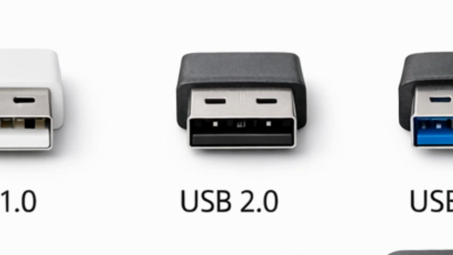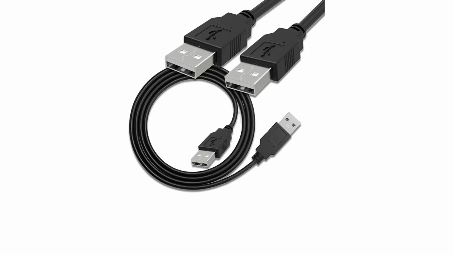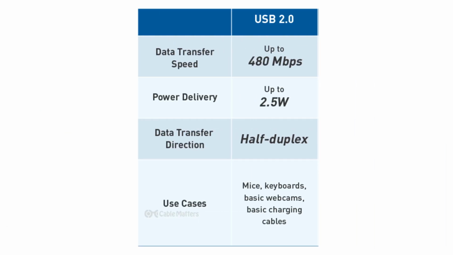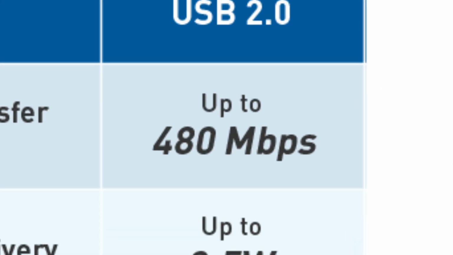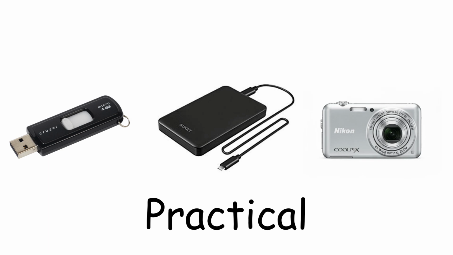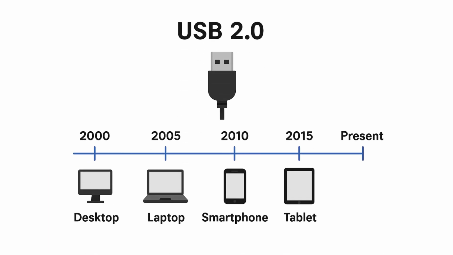USB 2.0. USB 2.0 arrived in 2000 and dramatically increased performance compared to the original standard. It raised the maximum transfer speed to 480 megabits per second, which made it practical for flash drives, external storage, and digital cameras. For many years, it became the most common USB standard worldwide.